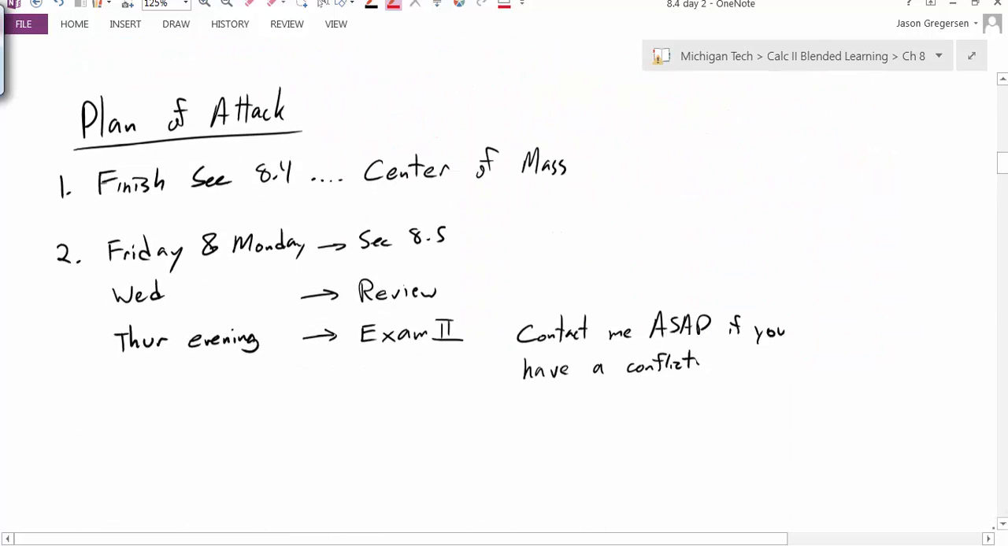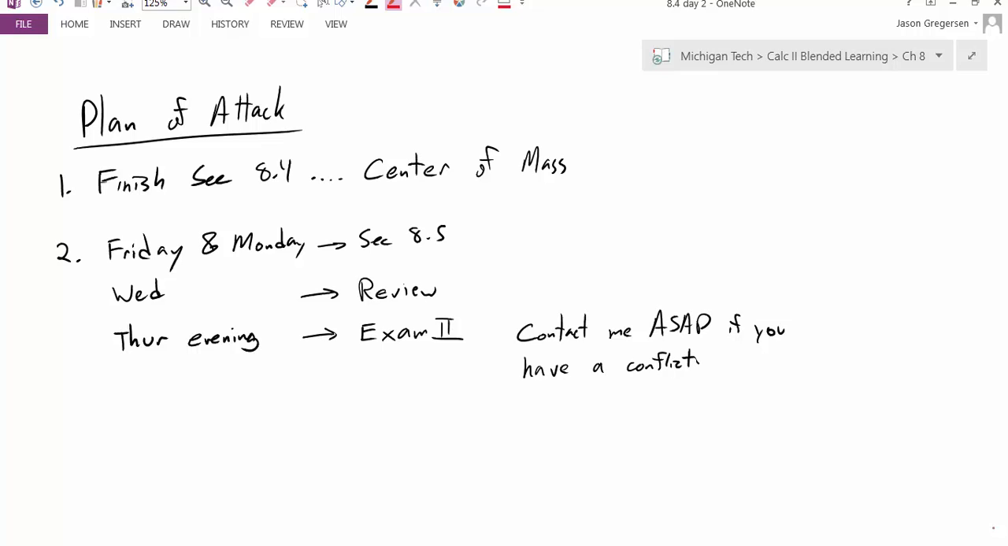All right, here's our plan for today. We want to finish up 8.4 by talking about center of mass. There's lots of questions. So we're really going to start this conversation from the beginning of center of mass. I want to start right from the beginning with the discrete case and go through that. And some notes about the upcoming stuff. Basically, Friday and Monday, we're going to talk about section 8.5. Wednesday, we're going to do a review-ish thing.